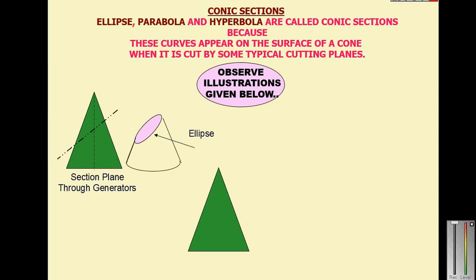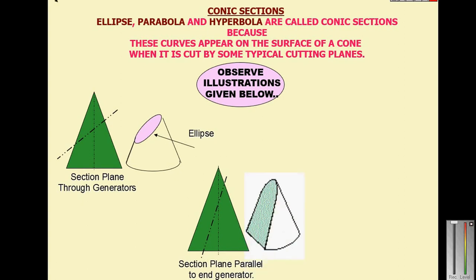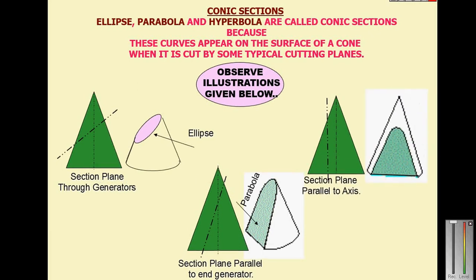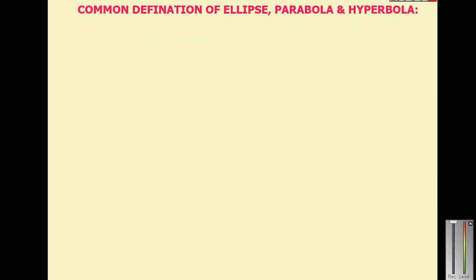Again, the cone is cut by a section plane which is parallel to the end generator. The section you will obtain is a parabola. This is parabola. And the third one is the section plane parallel to the axis. You will get the curve hyperbola.